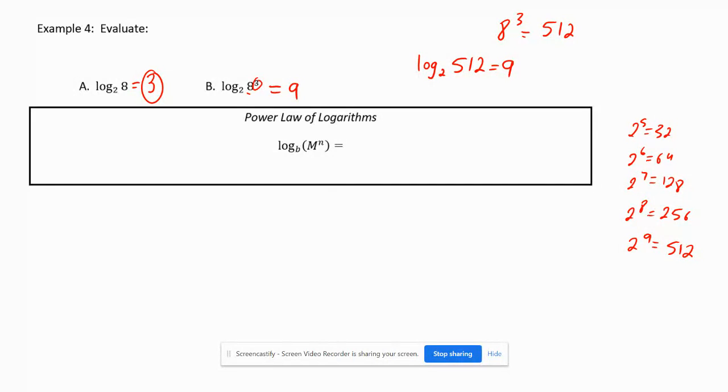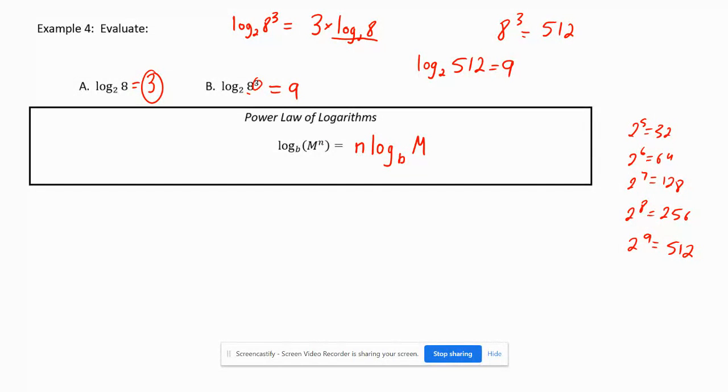Okay, so the rule we're trying to get at over here is log base 2 of 8 cubed ended up being the same thing as 3 times log base 2 of 8. So this answer over here was 3, and 3 times 3 gave us this answer of 9. So the power law of logarithms is log base b of m to the n, so the argument is being taken to an exponent inside the brackets, is the same thing as n log b of m. So it's almost like we can take this exponent and bring it down in front and use it as a coefficient over here as well.